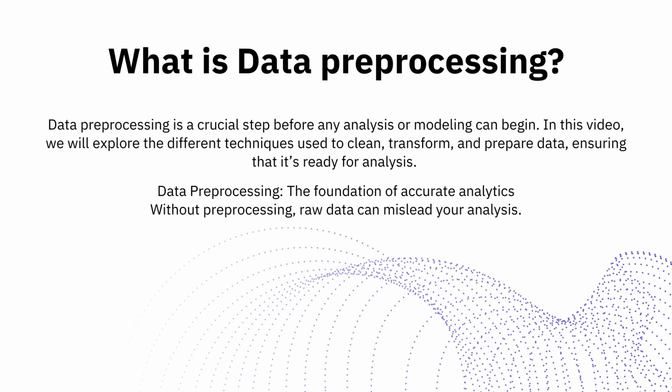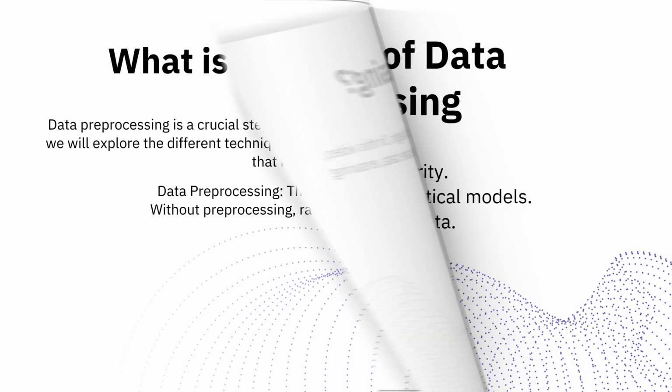Data preprocessing involves converting raw data into a clean, organized format suitable for analysis. This includes handling missing data, transforming data into appropriate formats, and ensuring that it's free from errors. Neglecting this stage can lead to incorrect or biased results in your analysis.